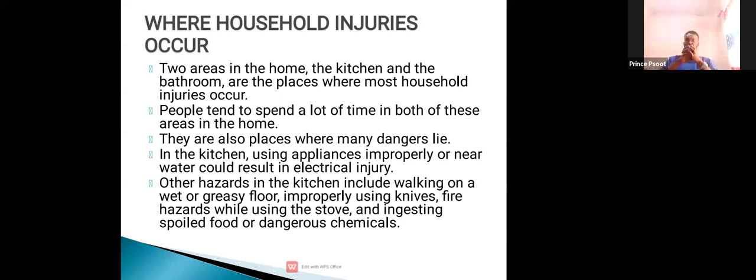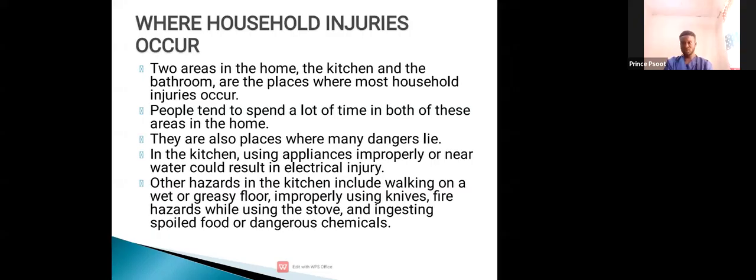There are also many dangers that lie in the kitchen, like using electrical appliances near water. All these things are associated with whatever we're doing. Other hazards in the kitchen include walking on a greasy or wet floor, improperly using knives, fire hazards while using the stove, and ingesting spoiled foods or dangerous chemicals.